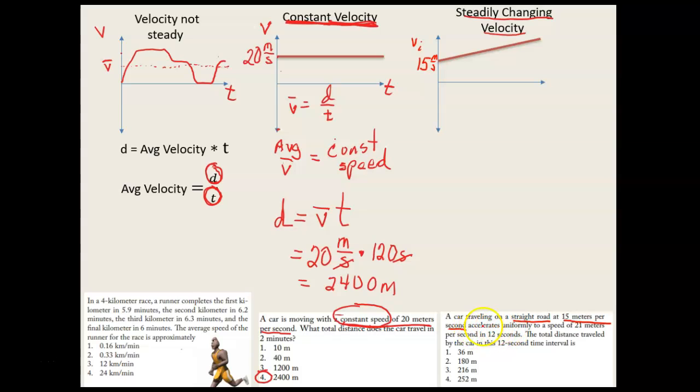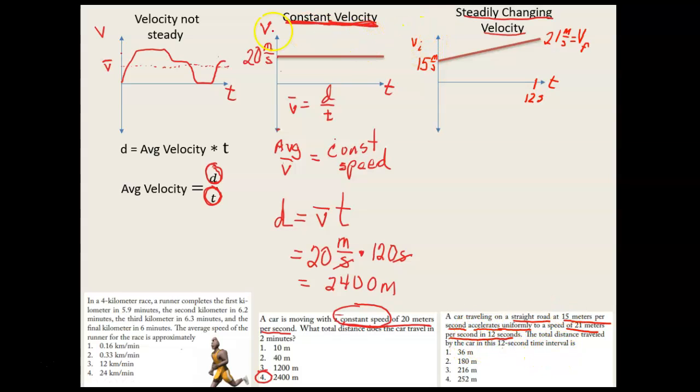And it accelerates, which just means it changes speed, uniformly accelerates though. So it changes speed in this linear fashion. It steadily goes up or steadily goes down to a speed of 21 meters per second in 12 seconds. Okay, so it steadily speeds up to 21 meters per second, over a 12-second time period. This is time on this axis. And since this is the ending velocity at the end of this 12 seconds, we call this VF or V final. Okay? And it's asking us, what is the total distance traveled by the car in this 12 seconds?